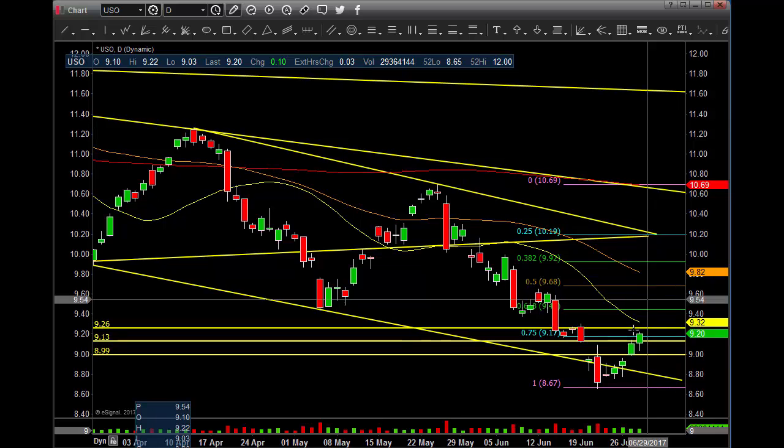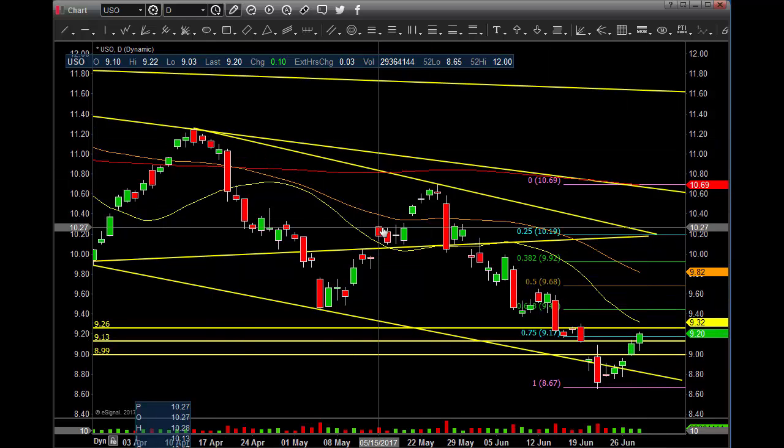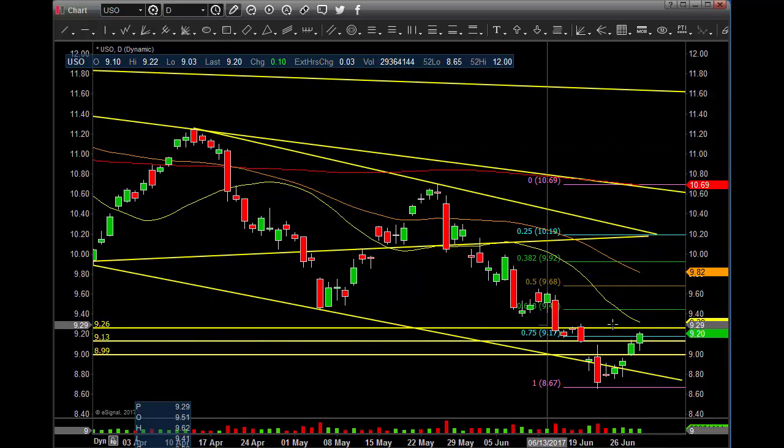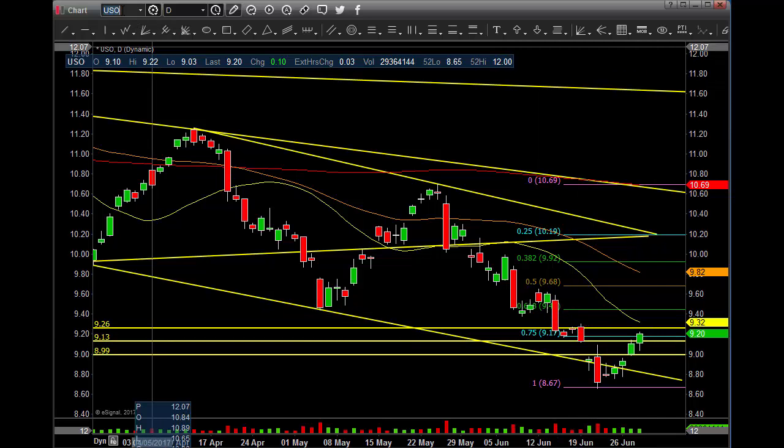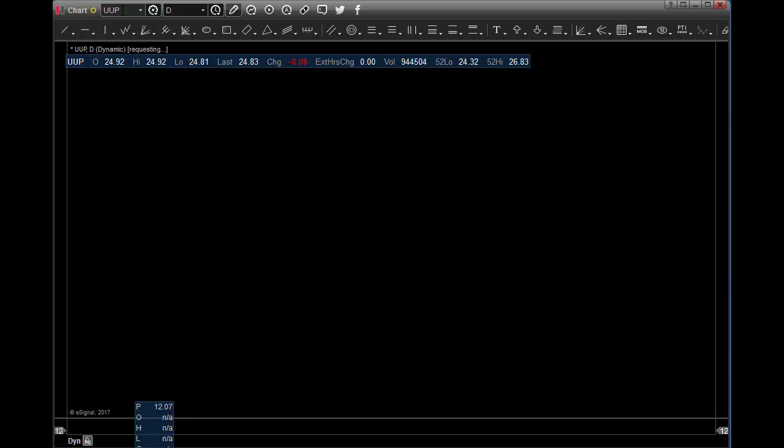So let's see what the next couple days brings, and then we'll keep an eye on the weekly close as well on Friday. So that's going to be real important for this one too. And actually, every close is important. Kind of puts the piece of the puzzle together for us on using technical analysis. So let's go to the UUP.